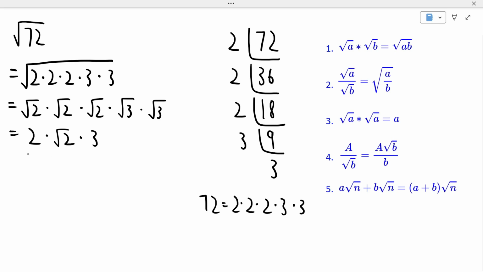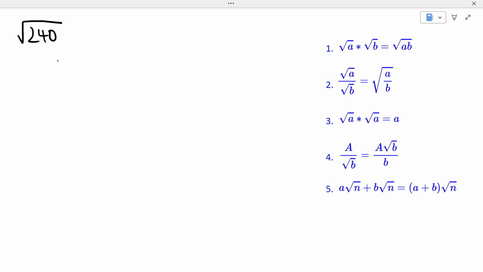So we can simplify this further because 2 times 3 is just equal to 6, and the square root of 2 stays the same, so the entire expression is just 6 square root of 2, and this is the simplified expression. So let's do some more examples with fewer steps.